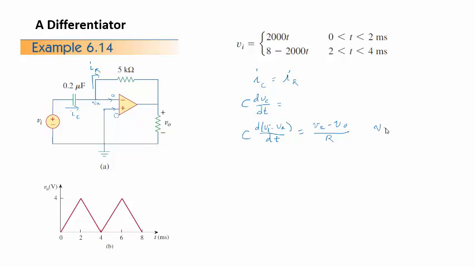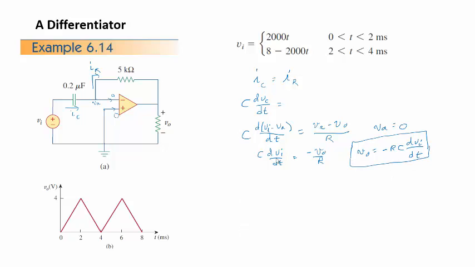And so we know that Va equals 0. So then we get C dVin/dt equals minus V out over R. And then we rearrange the terms and we get V out equals minus R times C times dVin/dt. Okay, so that's our defining equation for this differentiator circuit.